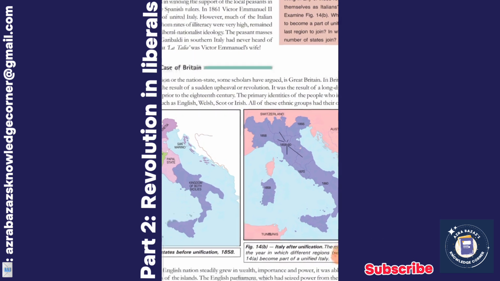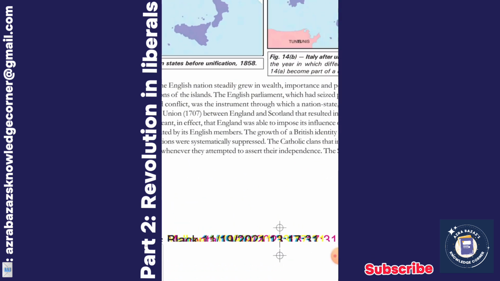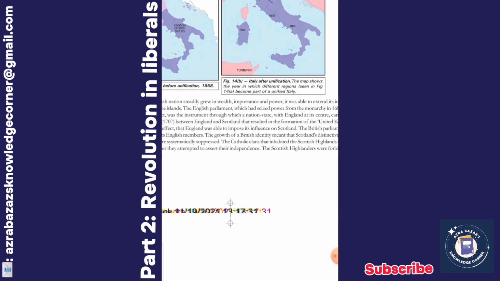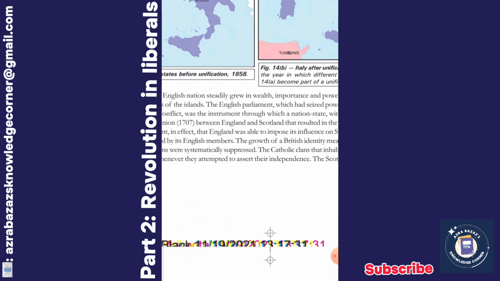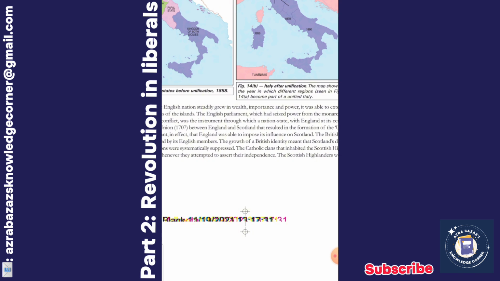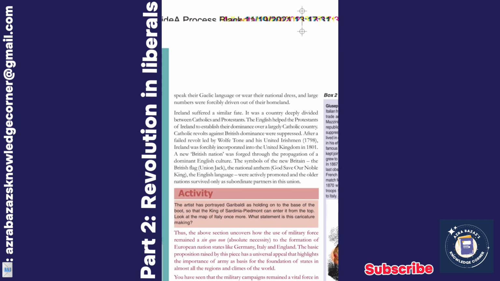For example, the Scots. The treaty between England and Scotland resulted in the formation of the United Kingdom, so much so that the people of Scotland had to give up their language, their way of dressing, their unique identity. But the people of Ireland did not want this. They did not want to give up their unique identity and all that.